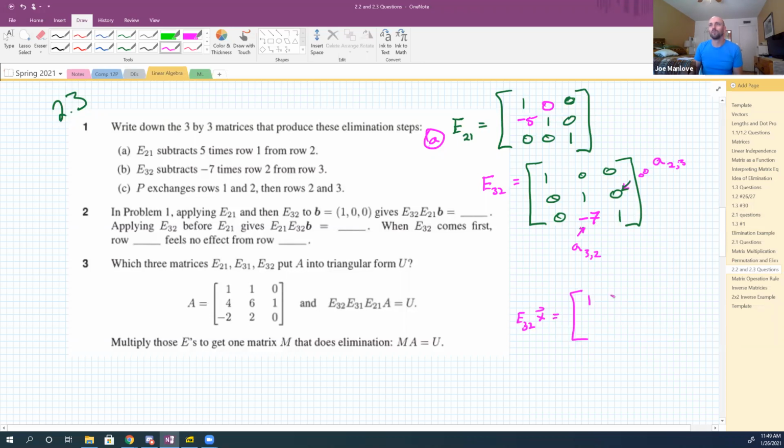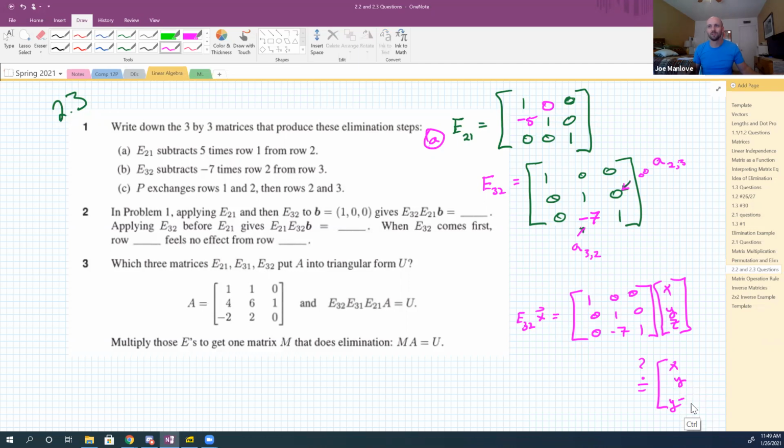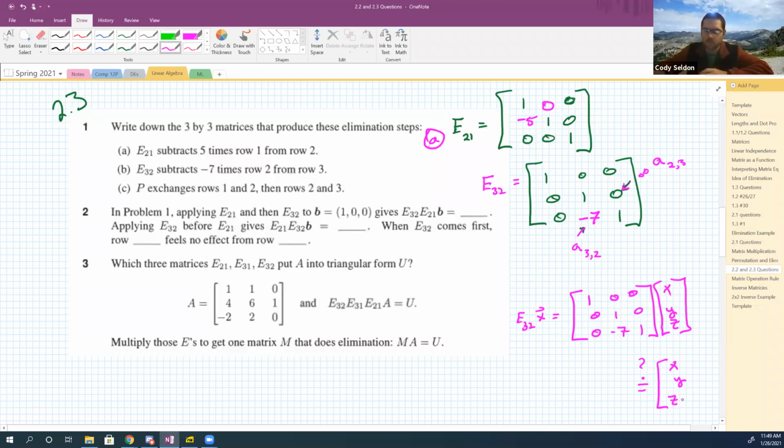So that's going to be 1, 0, 0, 0, 1, 0, 0, -7, 1. And I'm going to take that and multiply by a vector x, y, and z. And I'm hoping to get a vector x, y, and let's see, I want y -7z here. Is that right? No, that's not right. What am I supposed to get? Z -7y? Yep. I'm supposed to take row 3 and subtract 7 row 2.